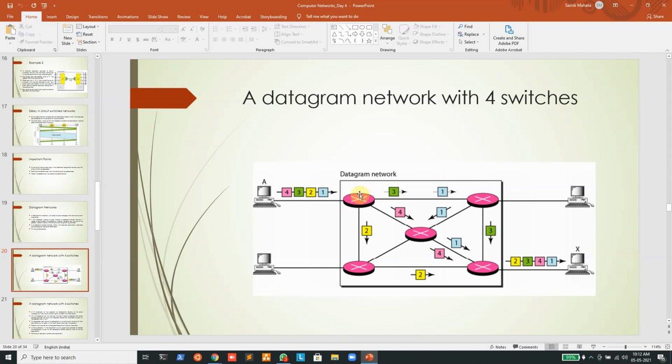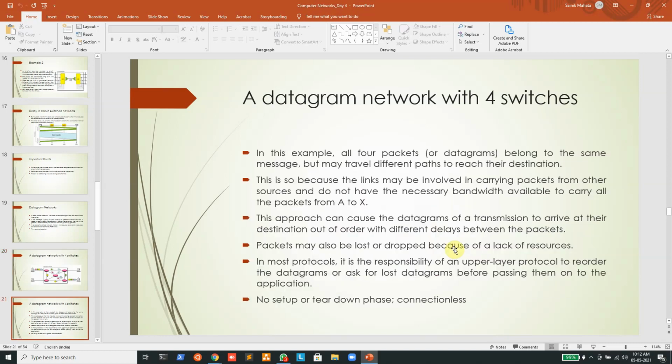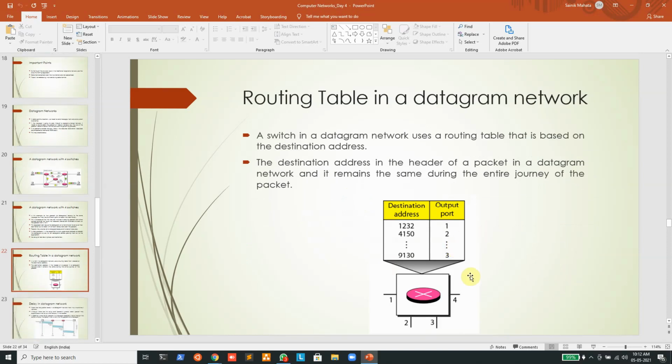All the switches that we have here will have a specific table like this. We will have a switching table, or we can call it a routing table. And what will the routing table have? Suppose this is a switch, and there are 4 ports like this. What will the routing table have?